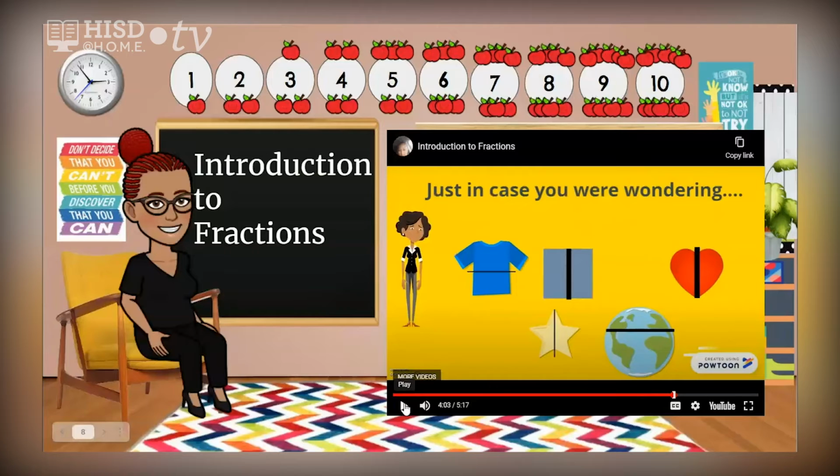And look over at the world. When we look at the world, we can see that the world is not split into equal parts because one part is bigger than the other. Remember, when we're talking about equal and fair shares, the parts have to be the same.